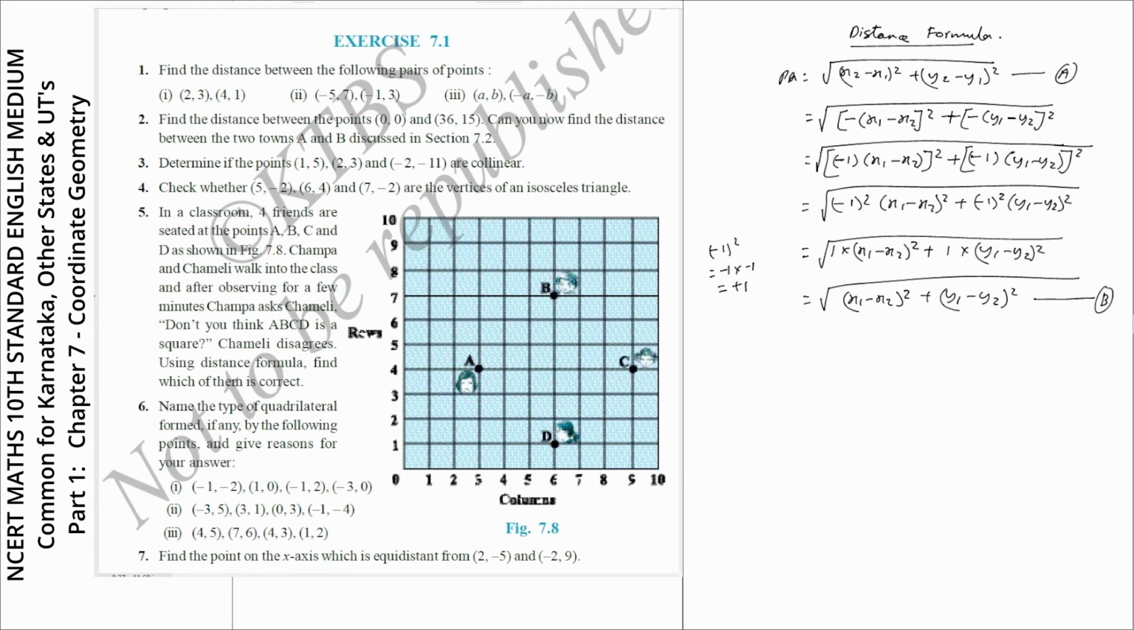Now what is the difference between A and B? Both are same only, but x1 and x2 are interchanged, that's it. But the value of the distance, value of the equation doesn't change at all. So you can interchange the values of x1 and x2. At the same time you should compulsorily interchange the values of y1 and y2 also. You can't interchange x1 x2 and leave y1 y2 as it is. In both the places you should interchange, only then you will get the correct answer.